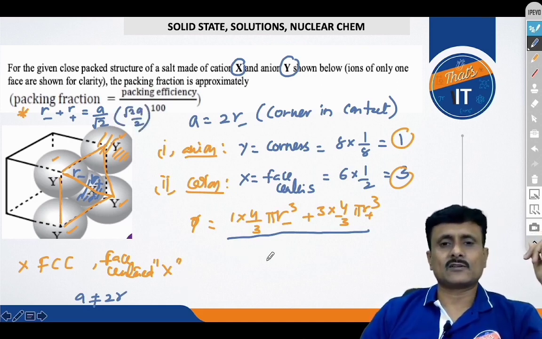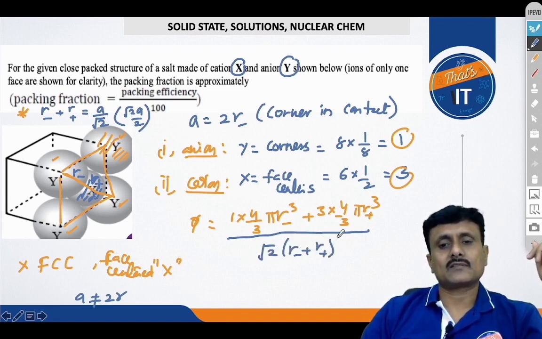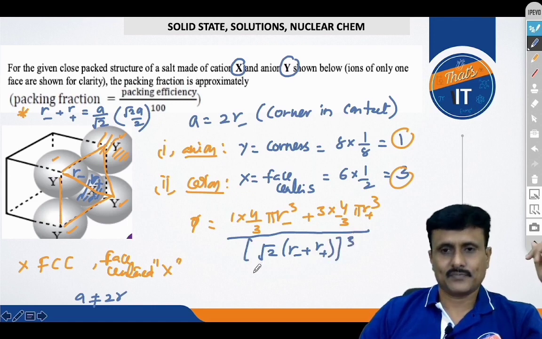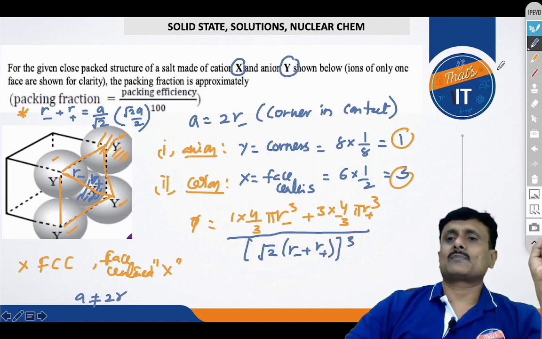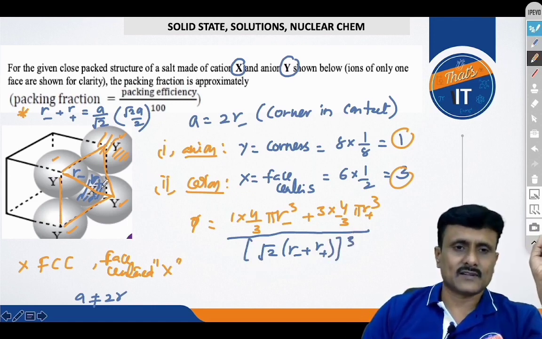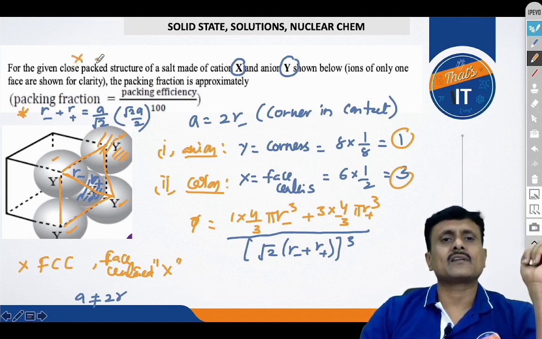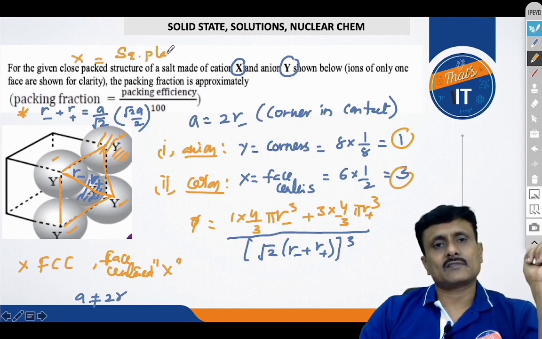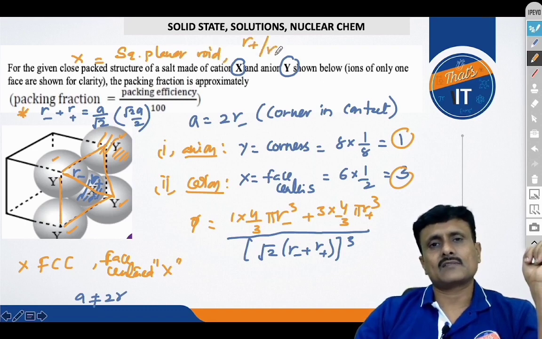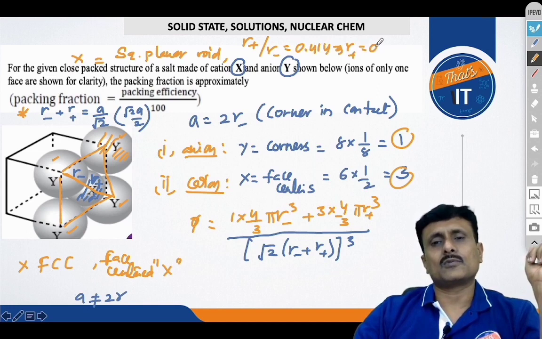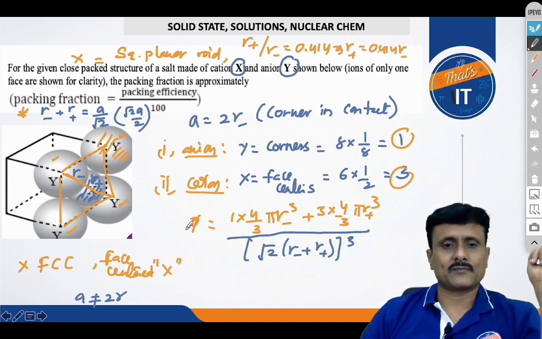Alright, so you can see that A is equal to how much? Root 2 into R minus plus R plus, whole cube. Now we have to get rid of this R plus and R minus. For that you can see this is present in the square planar void. Where is your X present? Square planar void, right? For square planar void, the ideal radius ratio, that is R plus by R minus, is equal to how much? 0.414. Therefore, R plus equals 0.414 R minus, which I am going to substitute here. What do I get?